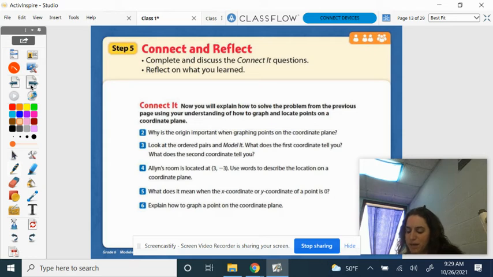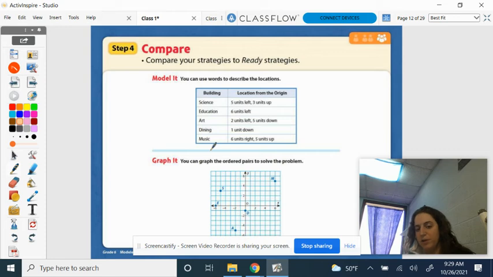Exactly. What does it mean when the x coordinate or the y coordinate is 0? Zayden? It means that it starts at the origin. Well, they all start at the origin no matter what. But look at D. For dining, the x coordinate was 0, and then you had -1. Oh, so then you just go to 0 and then go down or up. Yeah. Well, what about the education one? It was at -6 and then 0. Well, then you would go to -6 and then stay there.